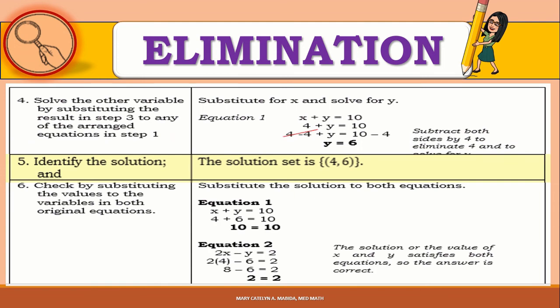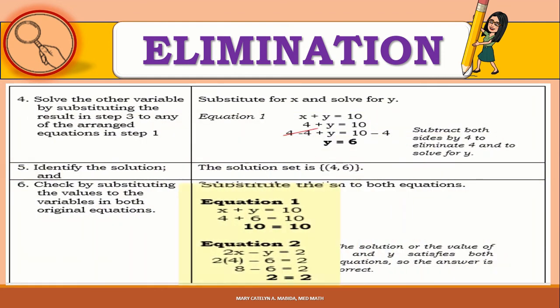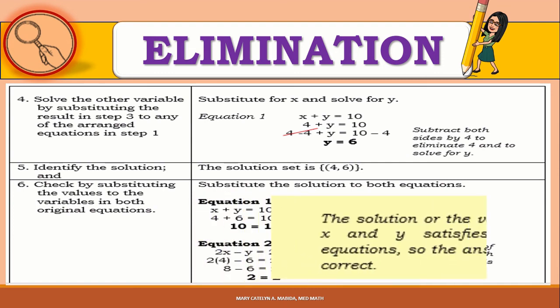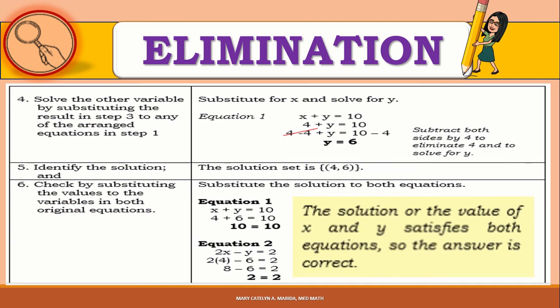This time we are going to substitute the values 4 and 6 to the x and y in both of our equations. Equation 1, we have 10 is equal to 10, and equation 2, we have 2 is equal to 2, which means that the solution or the values of x and y satisfy both equations. So the answer is correct.